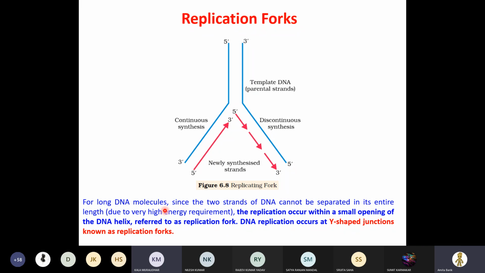forms a certain opening. DNA is a very, very big molecule, so the entire strand cannot just open from end to end, because it would take a lot of energy. That is why replication occurs at a certain point, the origin of replication, and at some opening it is done. And that opening is known as the replication fork.